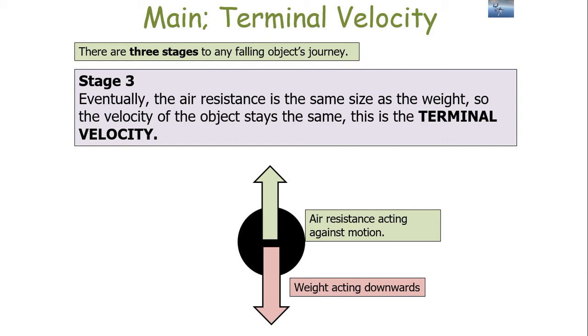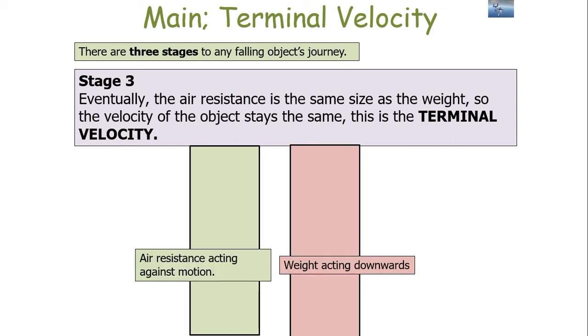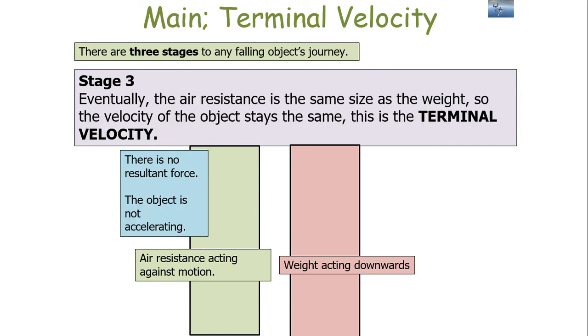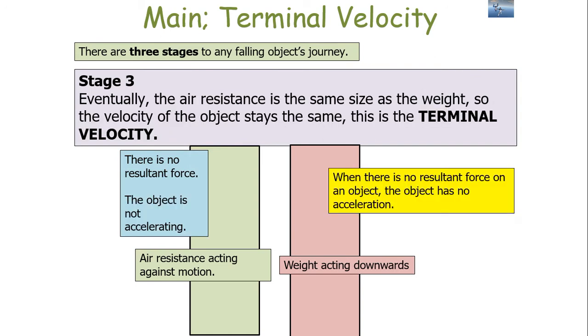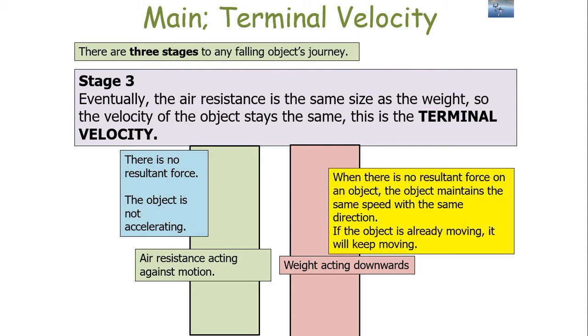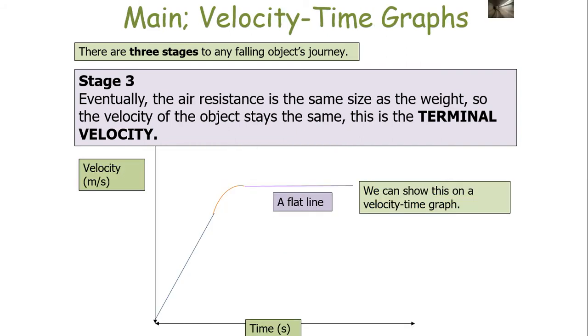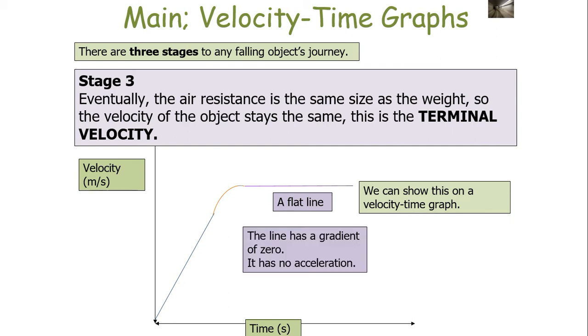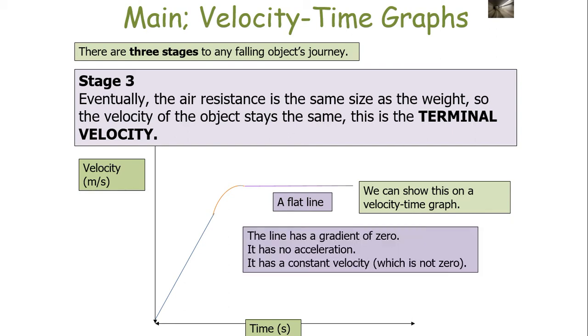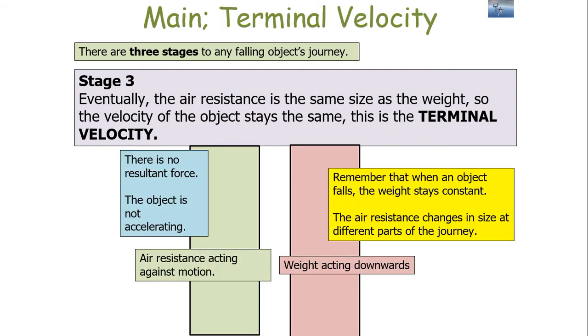Eventually the air resistance is the same size as the weight, so the velocity stays the same, that's terminal velocity, they're both the same size, no resultant force, no acceleration because there's no resultant force, so it maintains the same speed with the same direction, so if the object's already moving, it'll keep moving. We call that concept inertia. Once again, Newton's first law of motion, which we represent with a flat line on a velocity time graph. So it's got a gradient of 0, so it's got no acceleration, so it's got a constant velocity, a terminal velocity. So there's no resultant force.